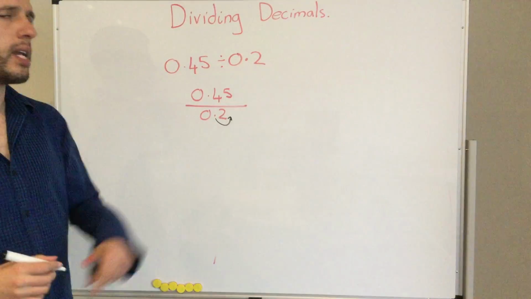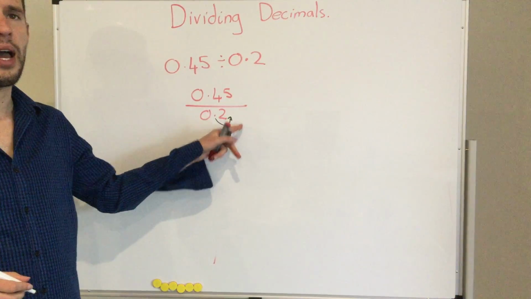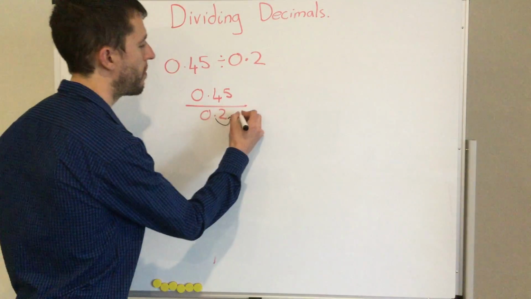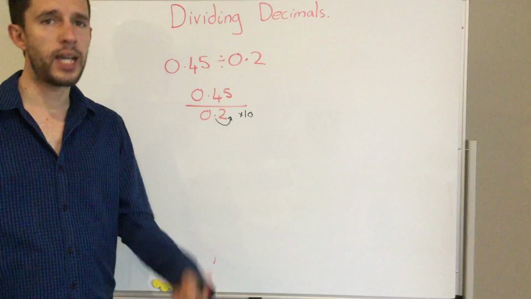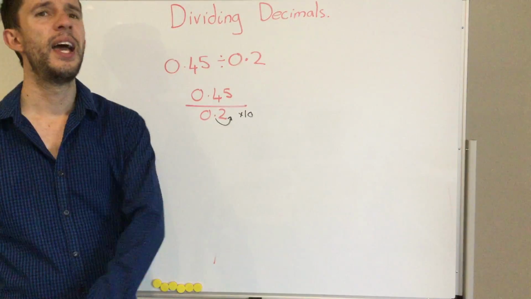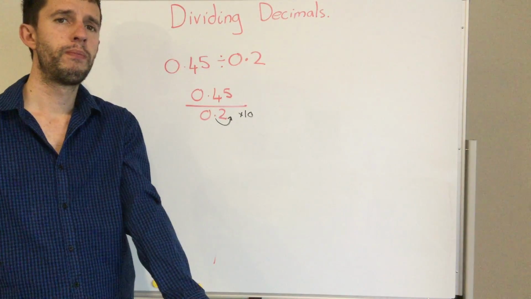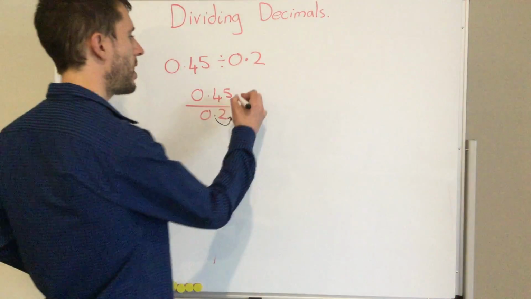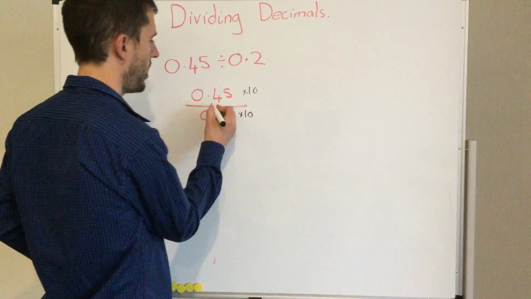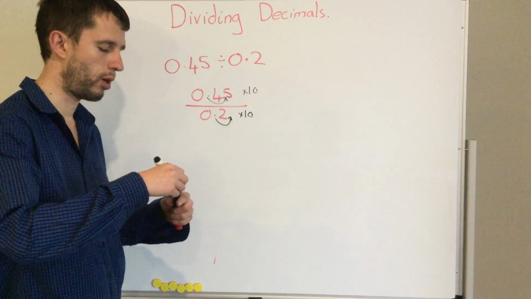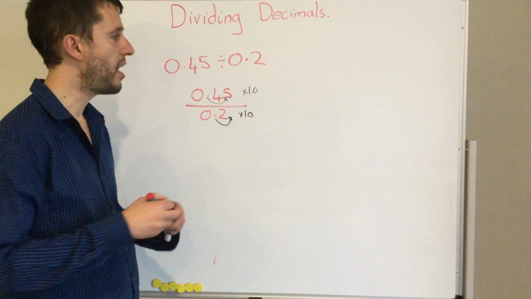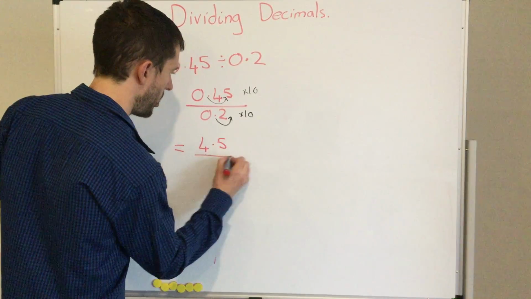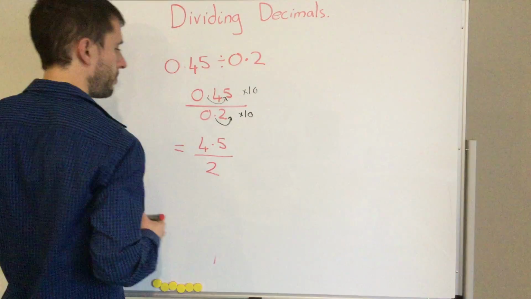How many spots do I need to move it to get 0.2 out of a decimal? 1 spot, so I need to times it by 10. It's going to get 10 times bigger because if I've got 20 cents and I'm timesing it by 10, 20 cents times 10 is $2. So if I times the bottom by 10, I am timesing the top by 10 and I'm moving the decimal spot 1 spot. And that turns out to be 4.5 over 2.